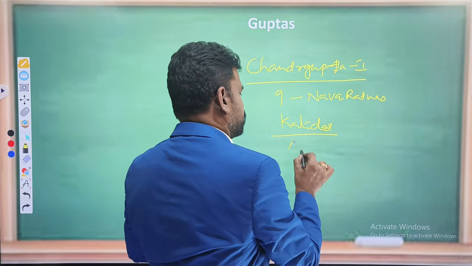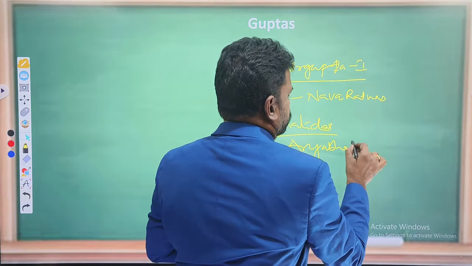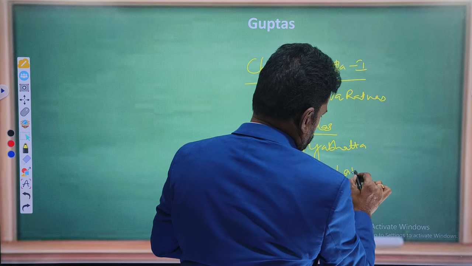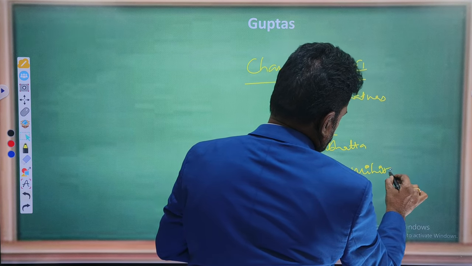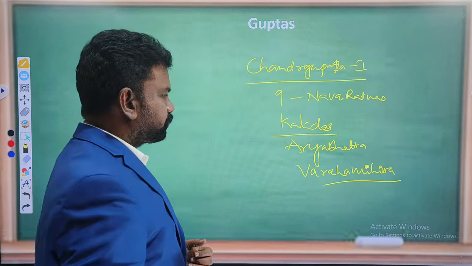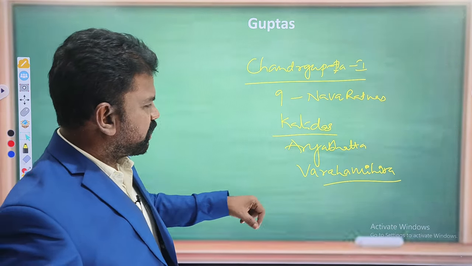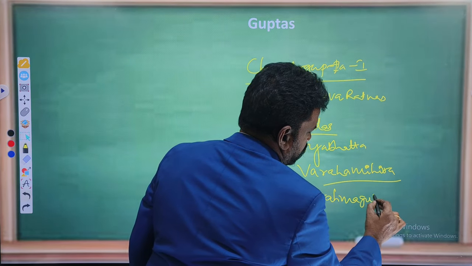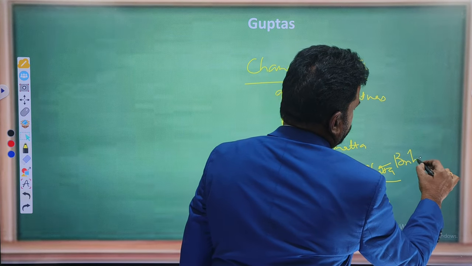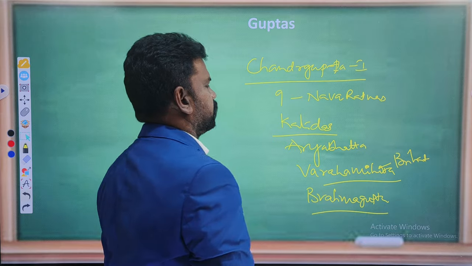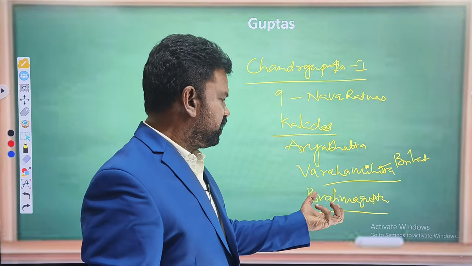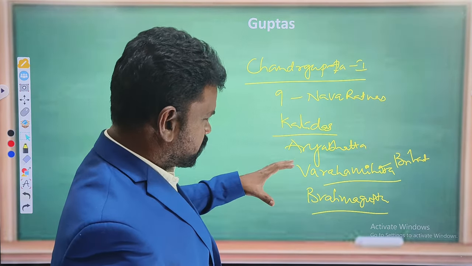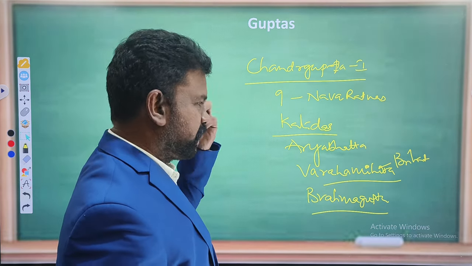Along with Kalidasa, there was Aryabhatta, who wrote Aryabhattiyam. Varahamihira wrote the Brihat Samhita, and Brahmagupta wrote the Brahma Samhita. All these three were astronomers. They wrote about space.